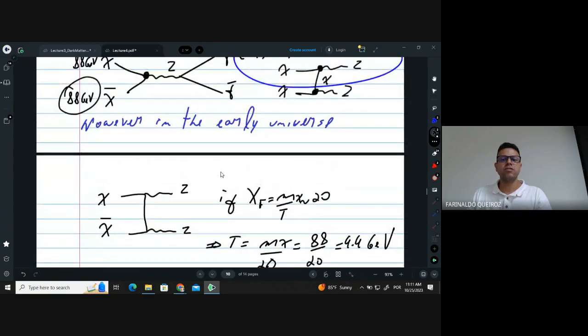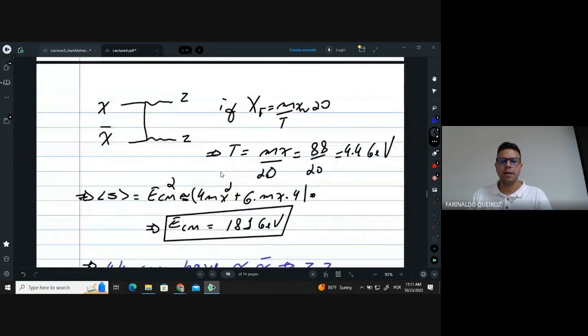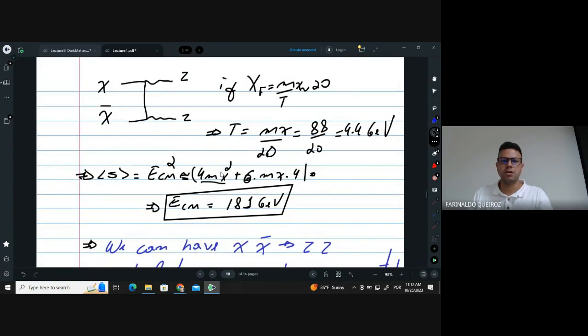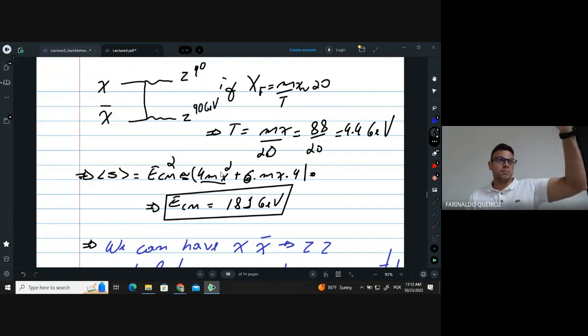Therefore, the square root of s would be the square root of m chi squared plus 6 times m chi times 4.4 GeV. I'll put the 4 just to approximate. So it gives me 181. So look, I need 90 GeV here and 90 GeV there, right? So I need 180. But because of the early universe, I get 181. So I can annihilate into pairs of Z bosons in the early universe, but not today.